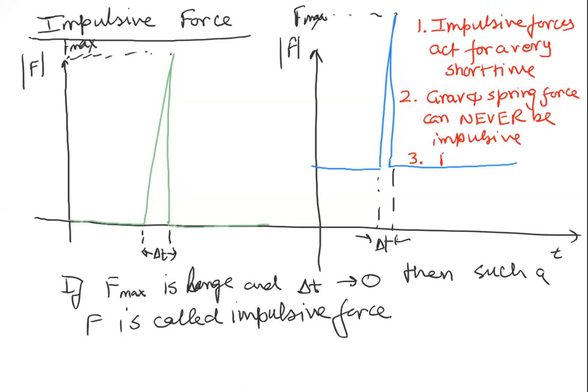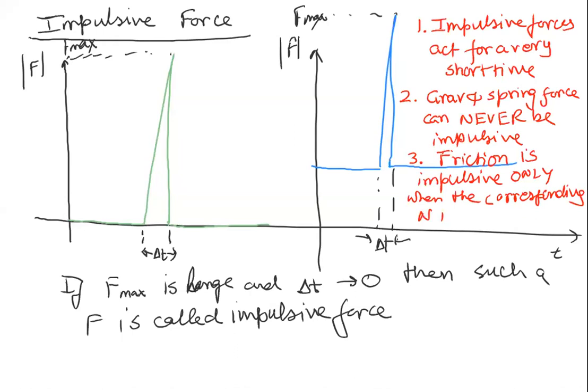Number 3, friction is impulsive only when the corresponding normal reaction is impulsive. So if the normal reaction between two surfaces is not impulsive, then the friction will also not be impulsive. If the normal reaction between two surfaces is impulsive, then friction may be impulsive.